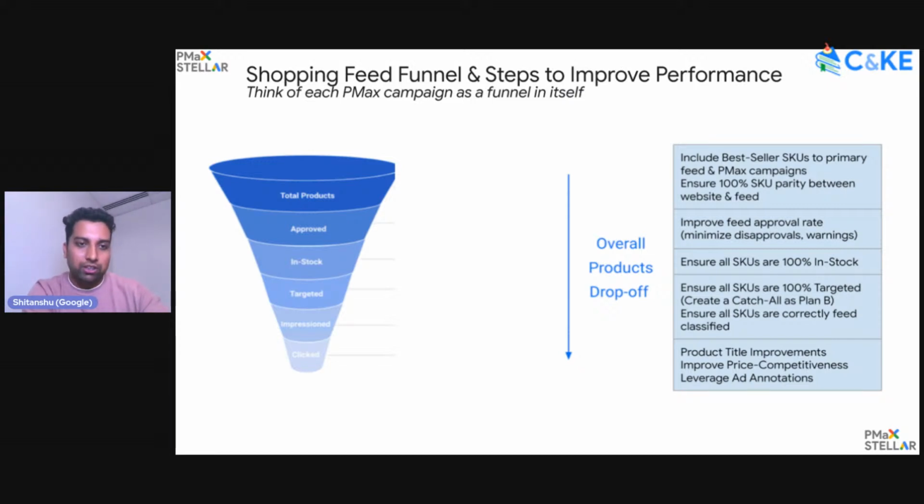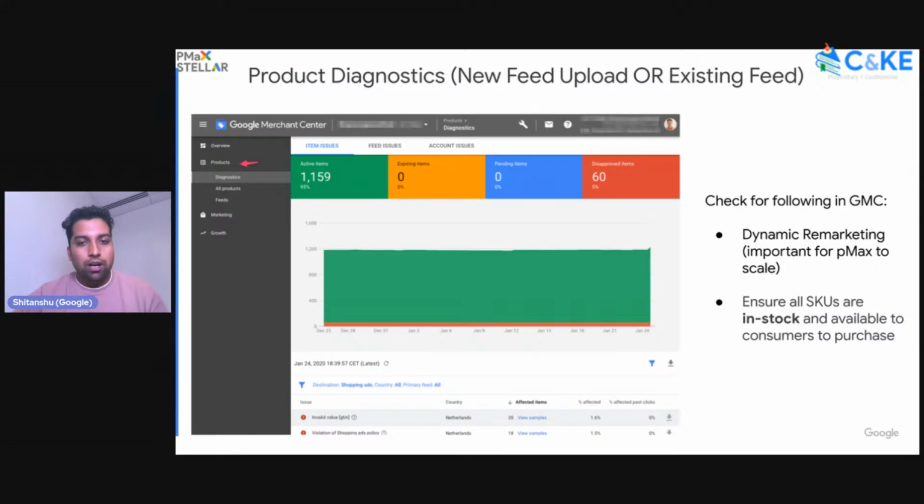After that, the targeted, impression and clicked stages are something which you can control through your Performance Max campaign itself, which is your Google Ads interface. So ensuring that you have a campaign running at least targeting all the products, ensuring that you are getting enough impressions, and if not, diagnosing the reasons for not getting impressions, and then improving your assets and feed targeting in a way that you get more and more clicks. So you need to optimize your campaign, especially if it's a feed based campaign, at all these six stages, right?